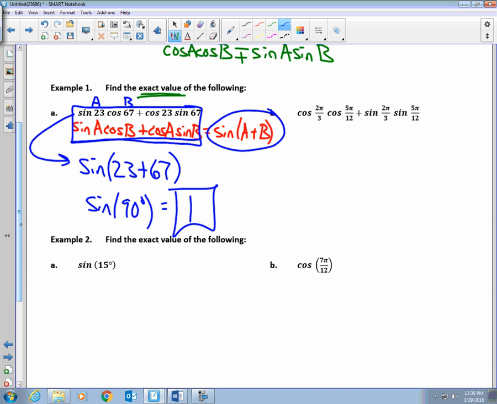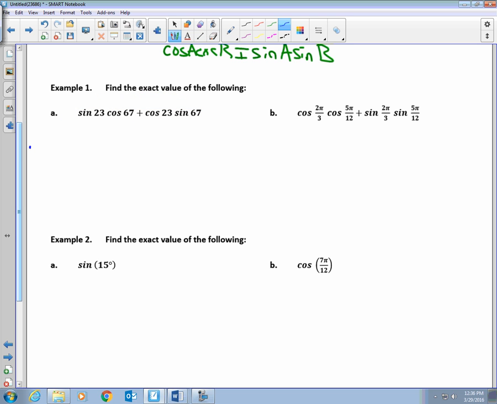Okay, let's look at the next one. Next one is in radians. No big deal. Which one does it look like up there? Yeah, it's the cosine of angle A times the cosine of angle B, plus the sine of angle A times the sine of angle B. And we know according to our formula that that's equal to what? A minus B. Thank you.